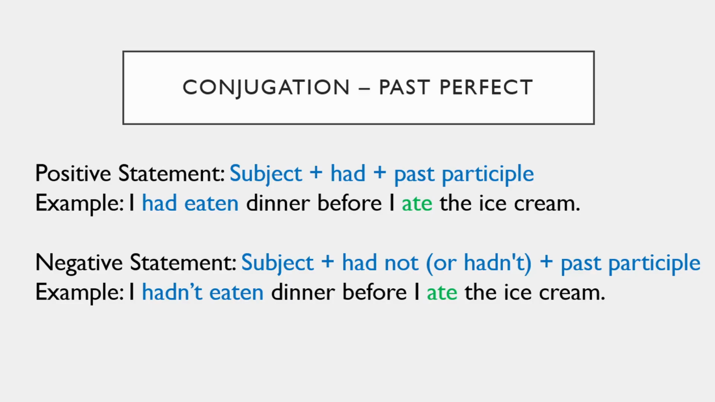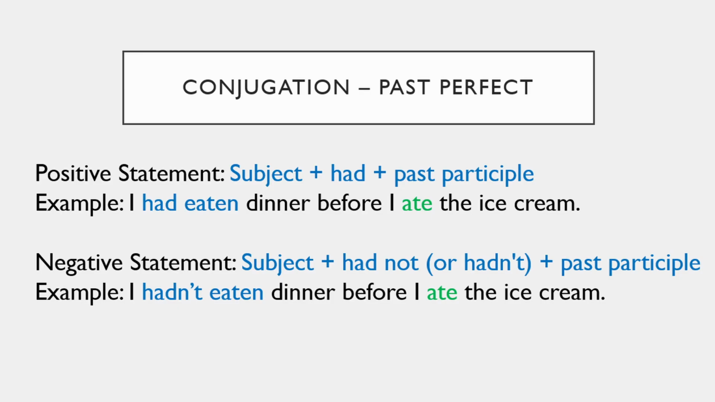So the past perfect tense, the conjugation is very simple. For a positive statement, you have the subject, you have the auxiliary had, and then you have the past participle. I had eaten dinner before I ate the ice cream. I had eaten, you had eaten, he, she, it had eaten, we had eaten, you guys had eaten, and they, third person plural, had eaten. So just use the subject, the auxiliary had, and then the past participle.